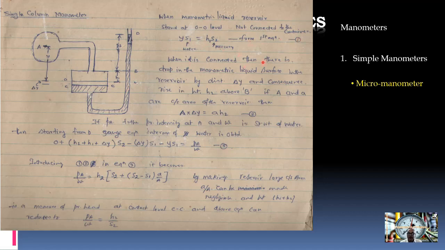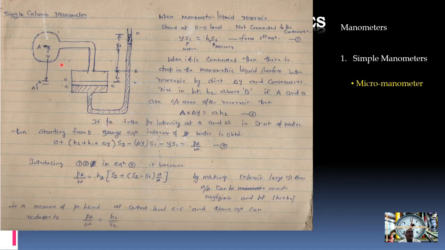Now when it is connected to the pipe, there is a drop of the manometric liquid surface in the reservoir by a distance delta Y. So consequently there will be a rise of height H2 above B. If capital A is the cross-sectional area of the reservoir and small a is the cross-sectional area of the tube, then the equation becomes: capital A, the area of the reservoir, multiplied by the small drop delta Y, is equal to small a, the cross-sectional area of the tube, into H2. So this becomes equation number 2.